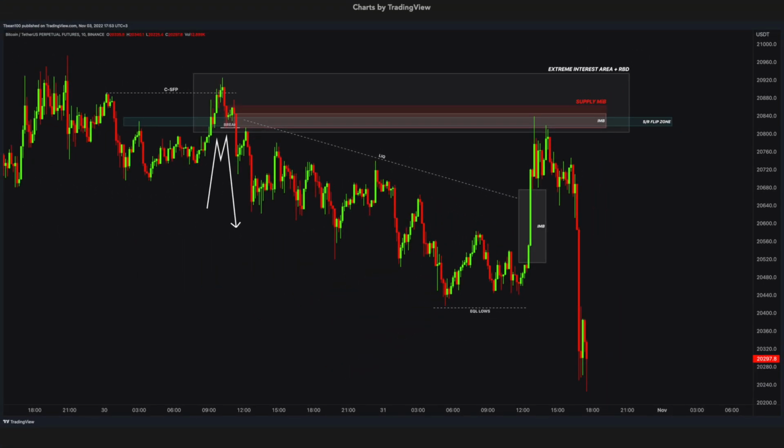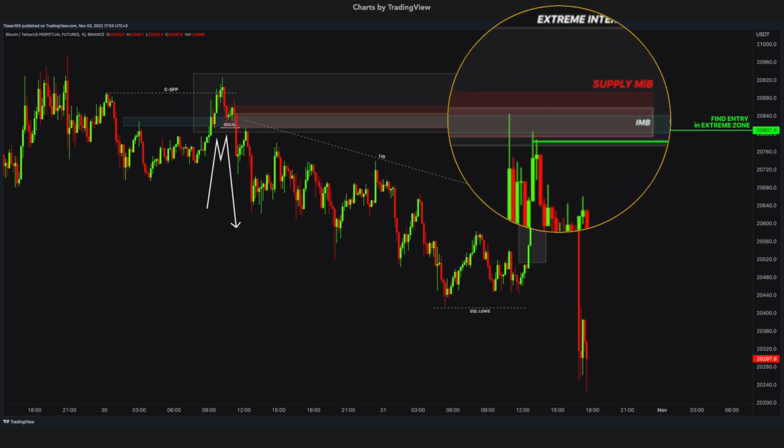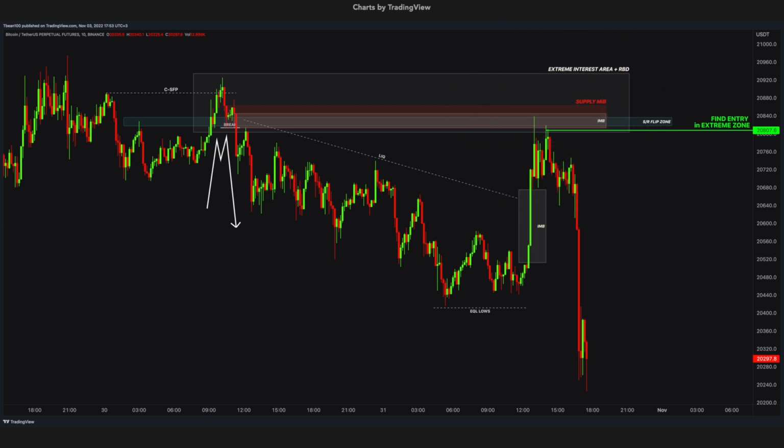How am I looking for entries? This general area where many price action structures touch each other. It is impossible to say where it will turn. This is why we watch the price action before taking an entry.